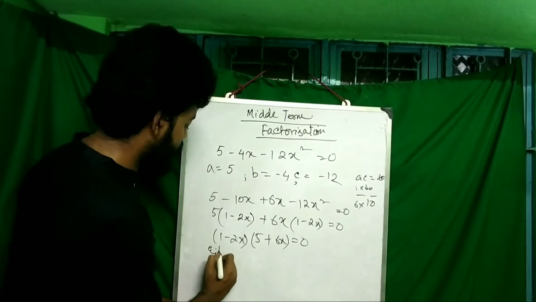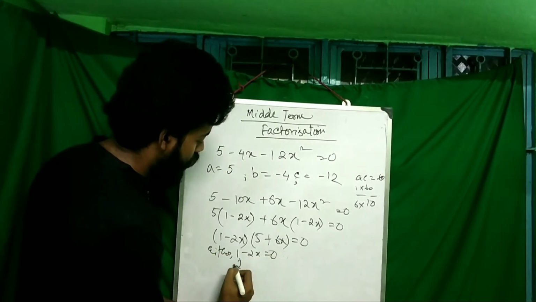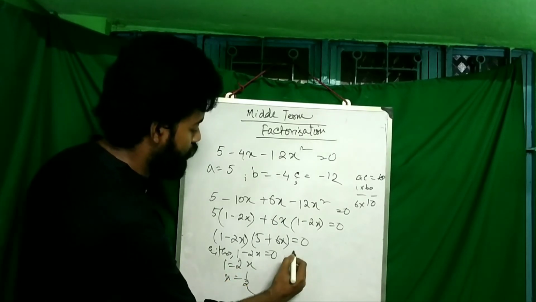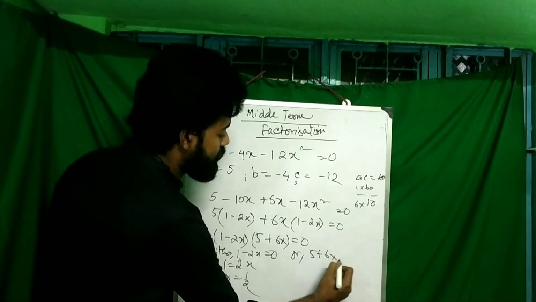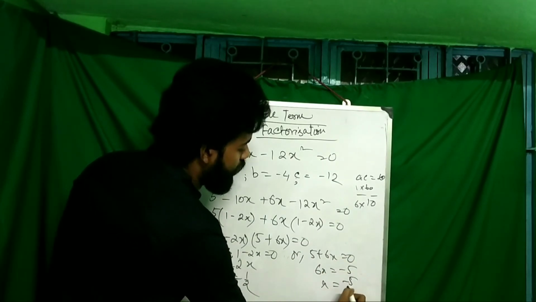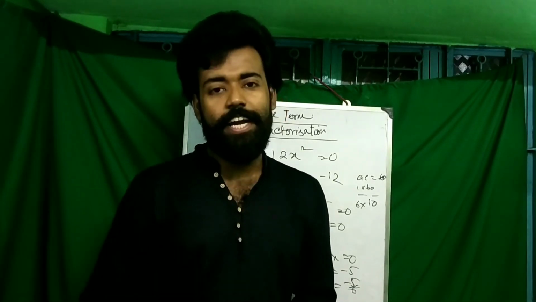So either 1 minus 2x equal to 0, or 1 equal to 2x, or x equal to 1 by 2, or 5 plus 6x equal to 0, 6x equal to minus 5, x equal to minus 5 by 6. Okay guys, is there any doubt?